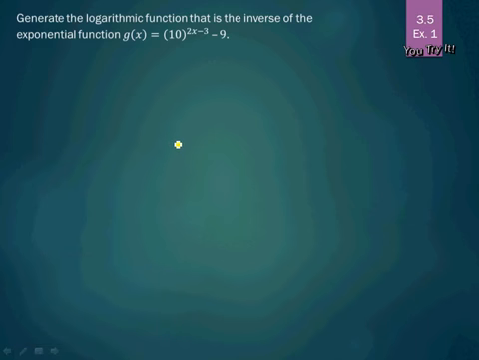Generate the logarithmic function that is the inverse of the exponential function g of x equals 10 to the 2x minus 3 minus 9. Okay, so the first step is to rewrite g of x as y. And then because we're finding the inverse, we can switch the variables y and x, and then we'll solve for y. So we get x equals 10 to the 2y minus 3 minus 9.